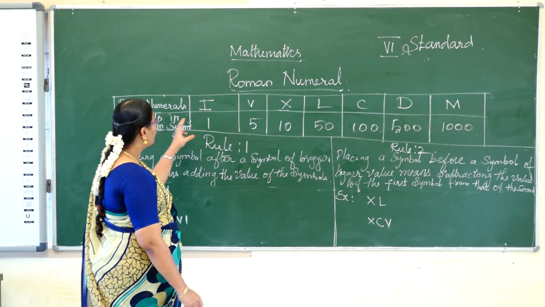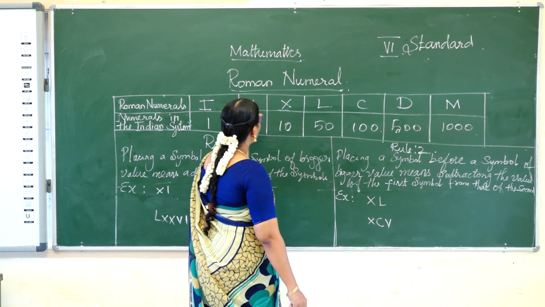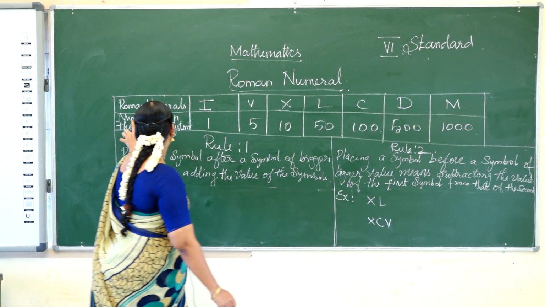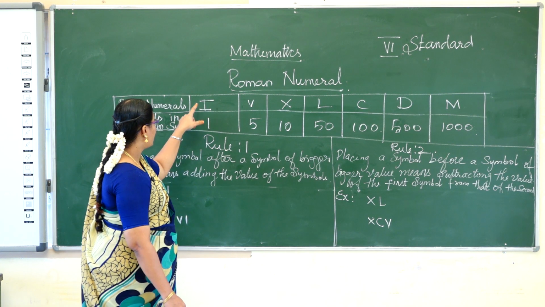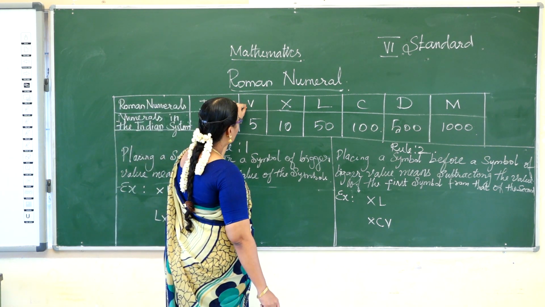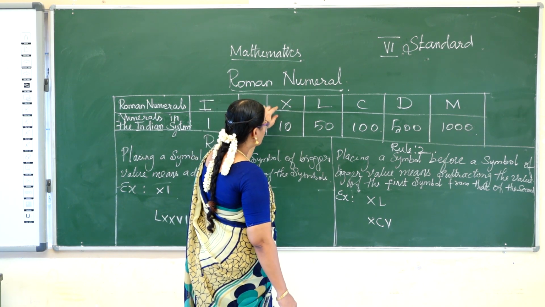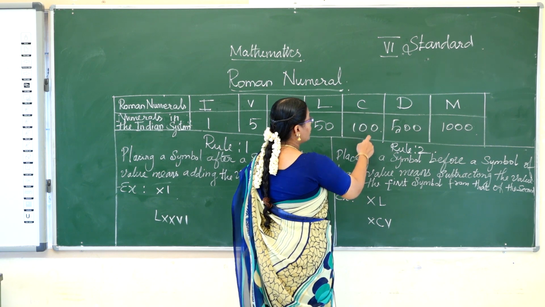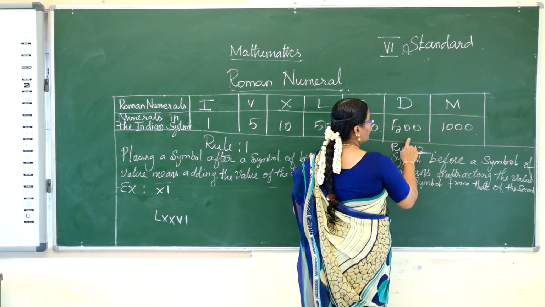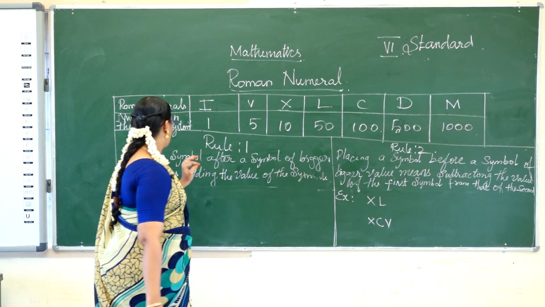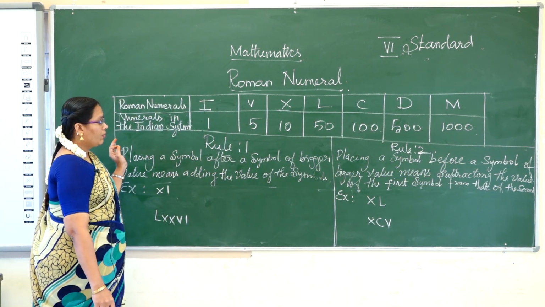The system has 7 basic symbols: I, V, X, L, C, D, M. In the Indian system of numbers, I refers to 1, V refers to 5, X refers to 10, L refers to 50, C refers to 100, D refers to 500, and M refers to 1000. Here we use some rules.